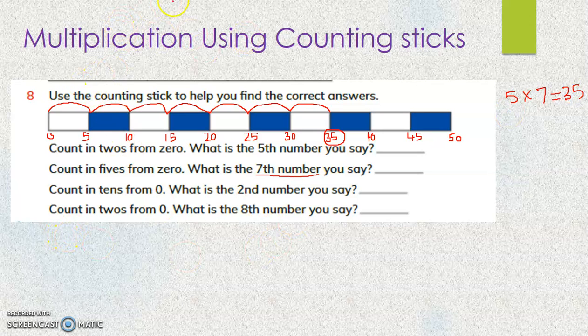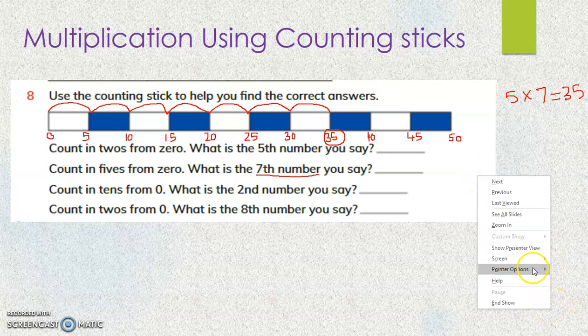I hope the counting stick is clear. We have to be careful about these markings alone. For count in 5s, we do skip counting by 5 and mark the numbers. For count in 2s, we do skip counting by 2 and mark the values.